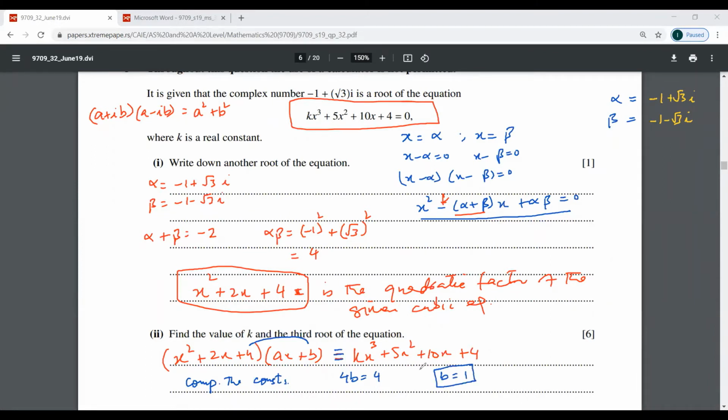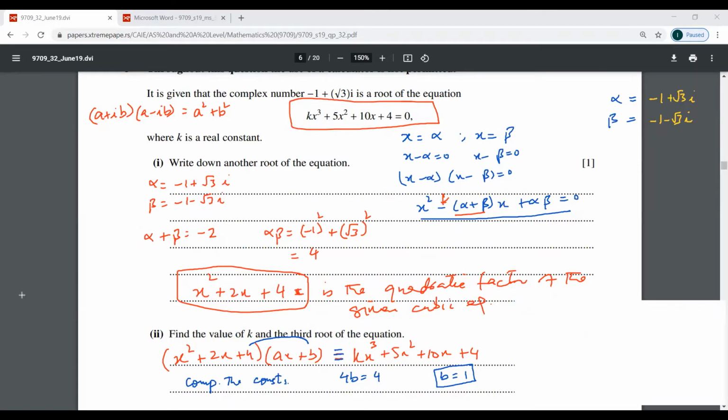Now let's compare the coefficients of x squared. Comparing the coefficients of x squared. I just need some space here, so I'm making that. Okay, comparing the coefficients of x squared.